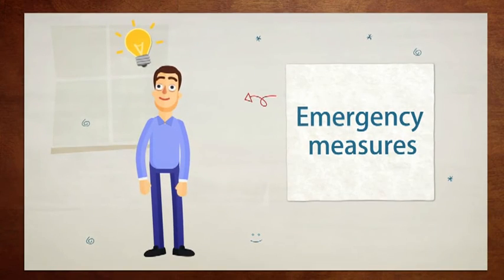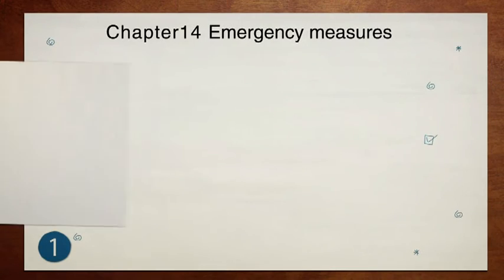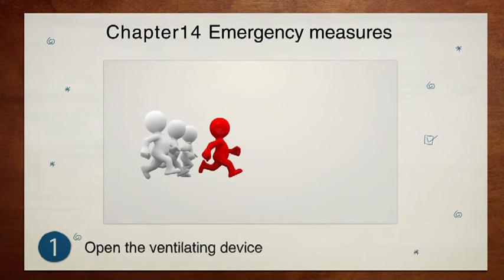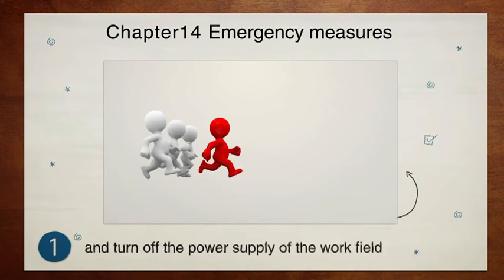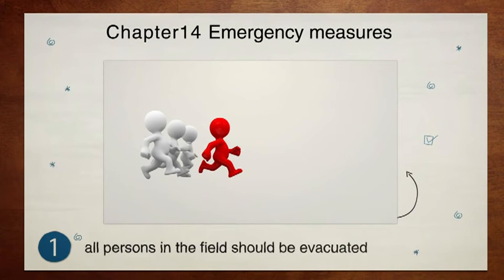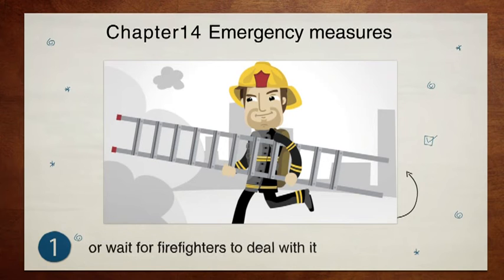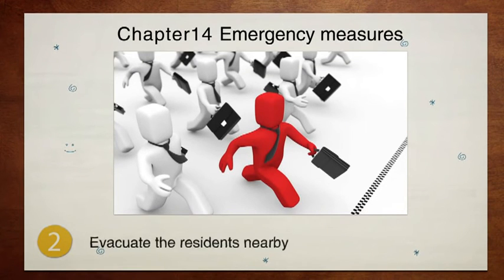Chapter 14. Emergency Measures. Number 1. The handling process of a serious leakage happened. Open the ventilating device and turn off the power supply of the work field. All persons in the field should be evacuated. Cut off the leakage source if possible on the premise of being safe or waiting for firefighters to deal with it. Number 2. Evacuate the residents nearby.